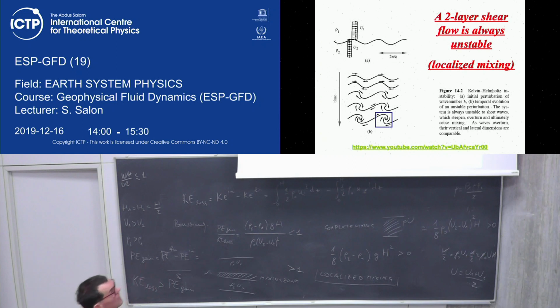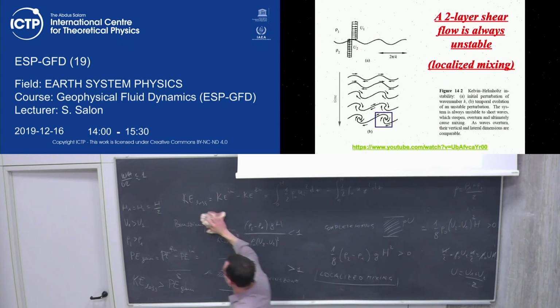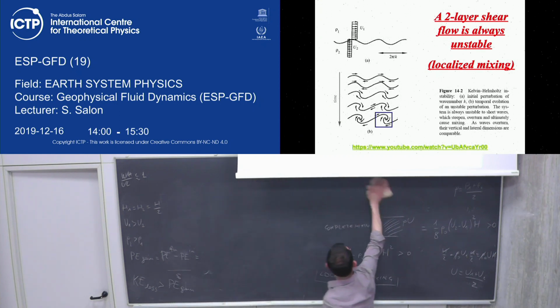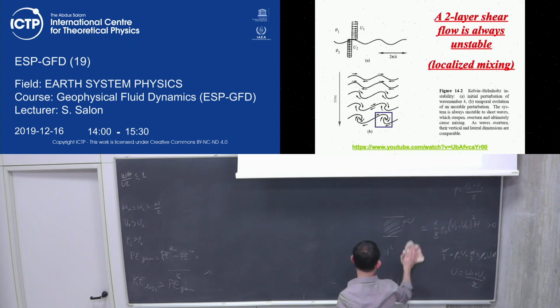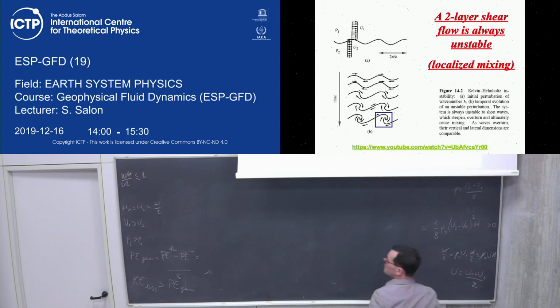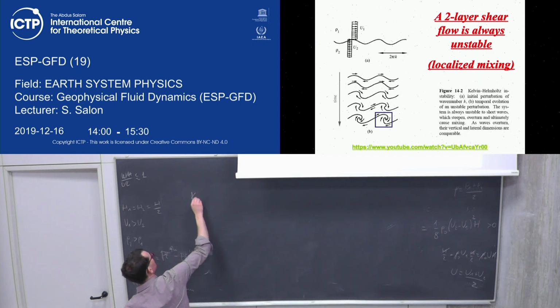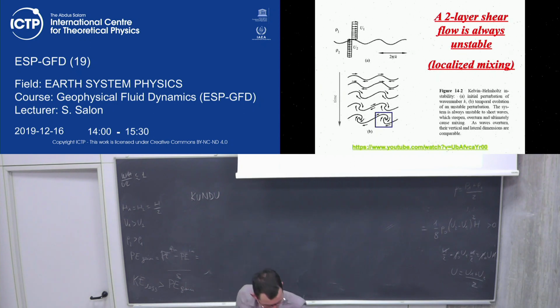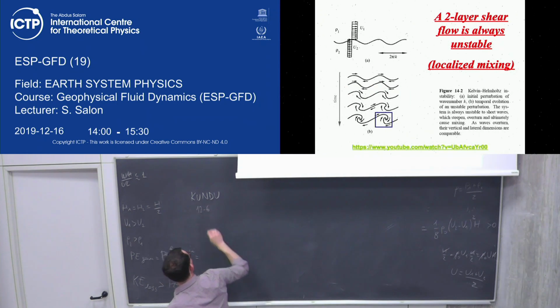Now we are interested in the system of the two-layer flow with localized mixing. What we say there is that a two-layer shear flow is always unstable. Why? Because in this case, and I won't do the mathematical derivation, you can find it not in Cushman, but in Kundu. Oh, you know it? Yes, it's section 12.6. It's a very nice book.